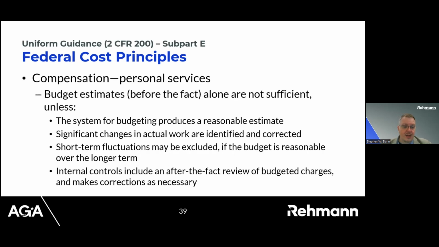Now, you can set a budget up front, that's fine, but you can't rely solely on that budget unless you've got a really good system that produces accurate estimates in advance, and you have a system for checking up after the fact to make sure that's what really happened. It's great that you budgeted well. Is that actually what happened? And as long as you can build that into your system of internal control, then they're fine with it. In fact, short-term fluctuations, someone was out sick, someone was on maternity leave, those are all fine, but as long as the internal controls pick up an after the fact review and any errors are corrected, that can comply. So very, very different than things used to be under the pre-uniform guidance.